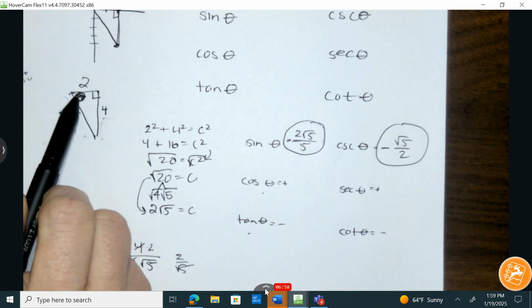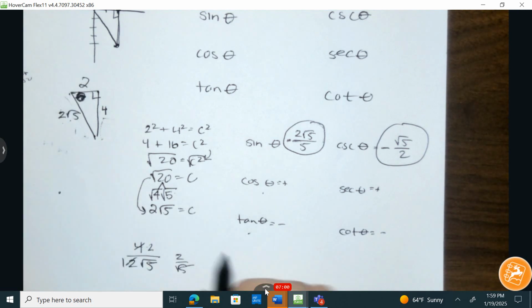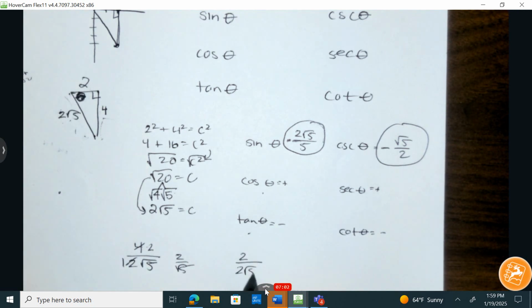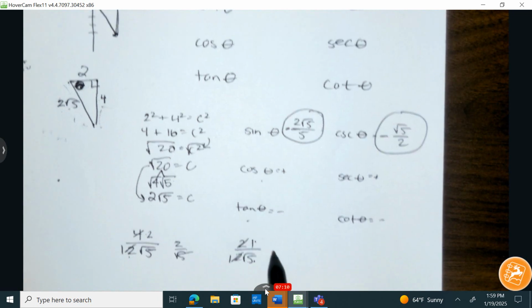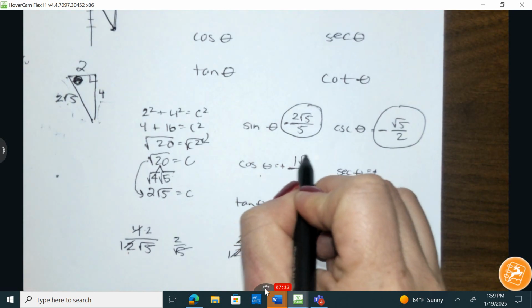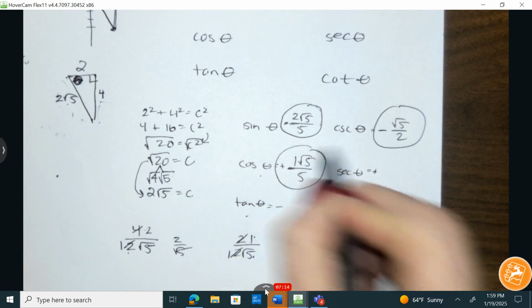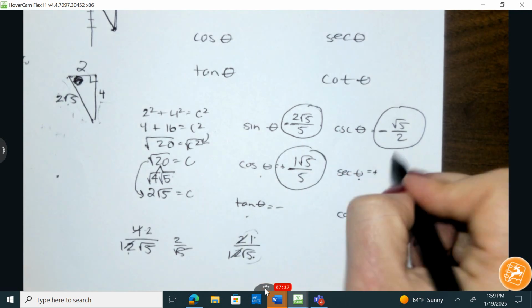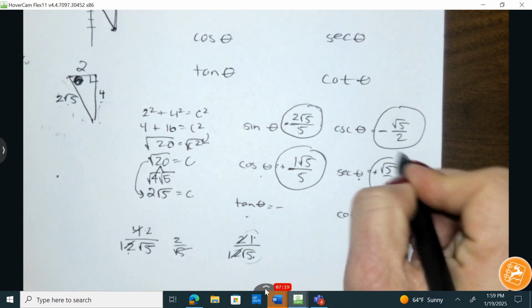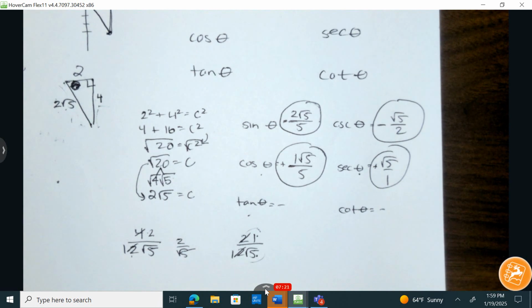Cosine. From this angle, we can see the adjacent is 2 over the hypotenuse, 2 square roots of 5. The 2 and 2 reduce just like the 4 and 2 reduce, and I have 1 over the square root of 5. Not wrong, mathematically correct, but we can write it in more proper form, 1 square root of 5 over 5. What is the reciprocal for the secant? It would be the square root of 5 over 1, or simply just the square root of 5.